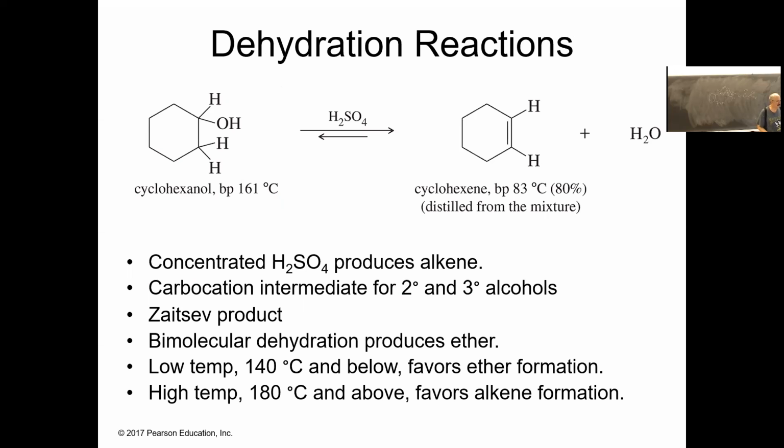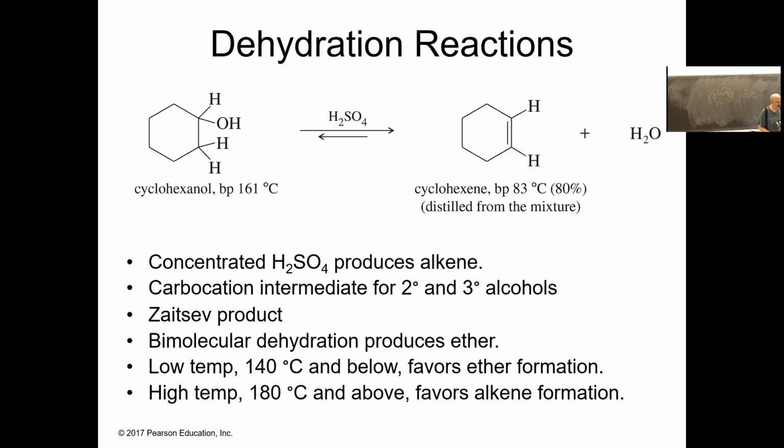We've done this actual reaction in lab. It's a dehydration. Using sulfuric acid, you can dehydrate cyclohexanol into cyclohexene. There is a carbocation intermediate if we have a secondary or tertiary alcohol. If there's more than one alkene that can be formed, the Zaitsev product is favored, the more substituted alkene. We'll talk about bimolecular dehydration later on in the chapter.